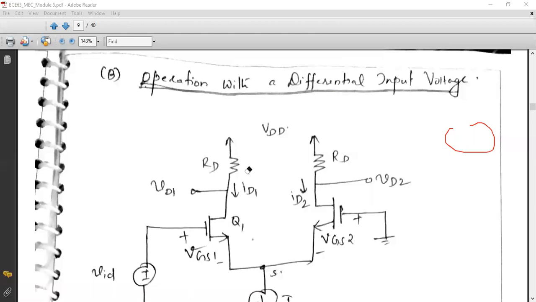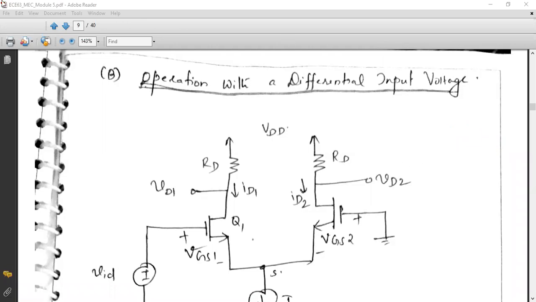Banu Prakash? Yes, sir. I repeat, if VGS1 is greater than VGS2, ID1 is more than ID2. When ID1 is more, VD1 will be less because you are subtracting a large voltage drop from the supply voltage. So accordingly, VD1 will be less and VD2 will be large.